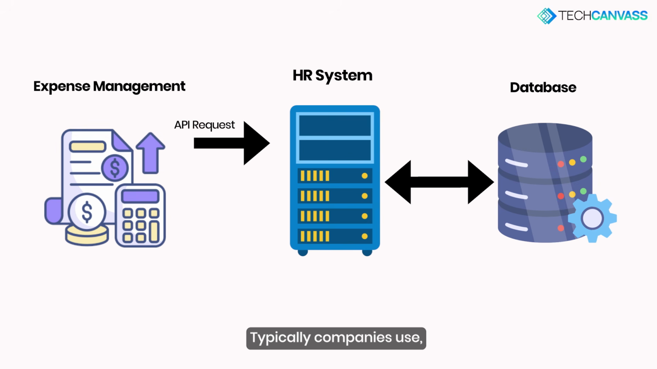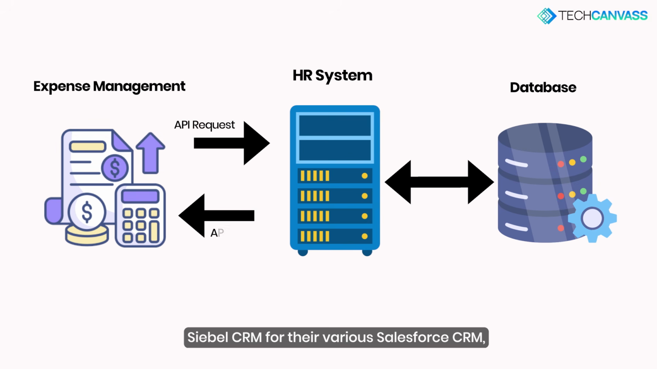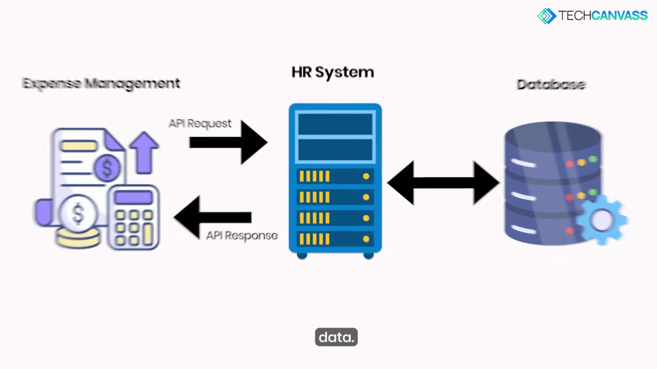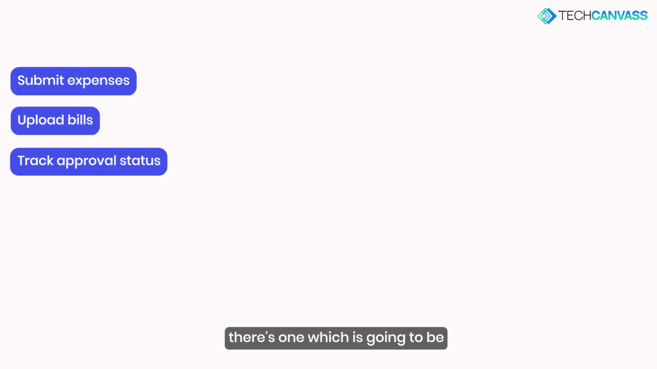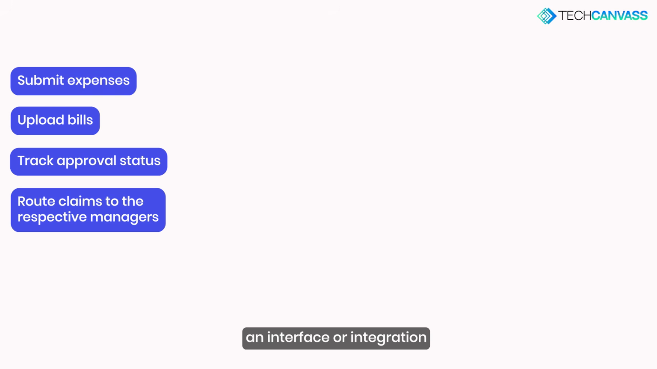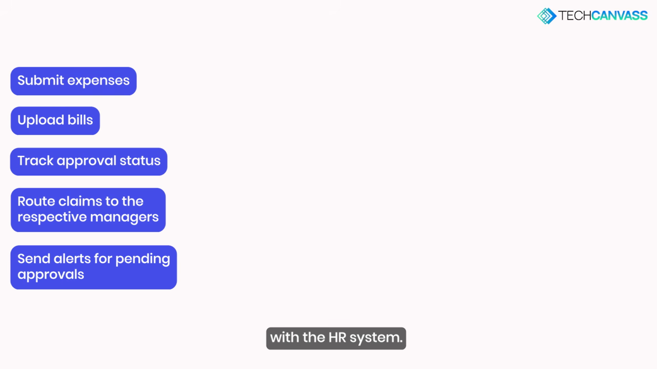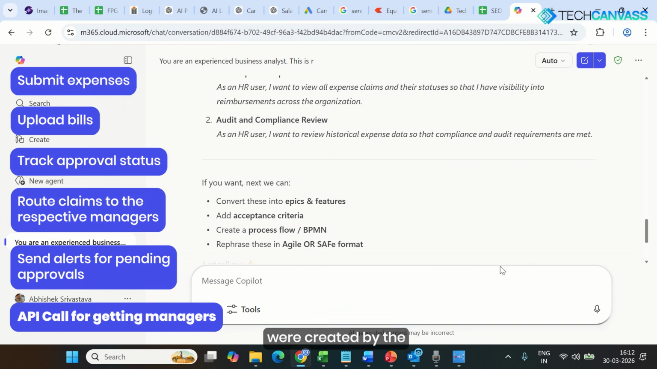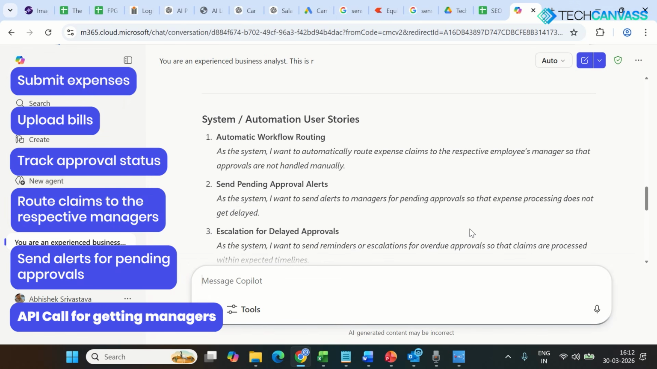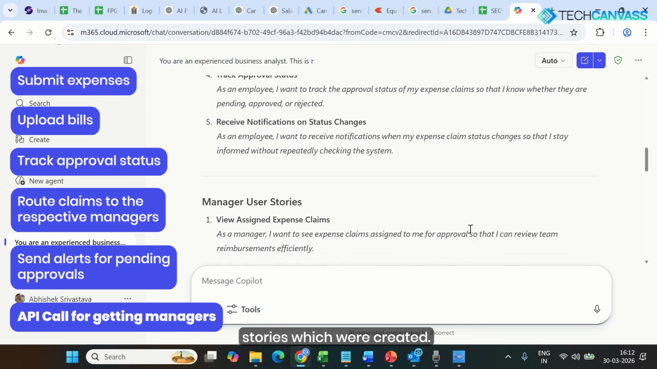Typically, companies use Siebel CRM, or various Salesforce CRM, those kinds of systems to manage the employee data. So, in addition to the user stories in bold, there's one which is going to be an interface or integration with the HR system, right? Now, let's look at how many user stories were created by the Copilot. As I mentioned earlier, there are 14 stories which were created.